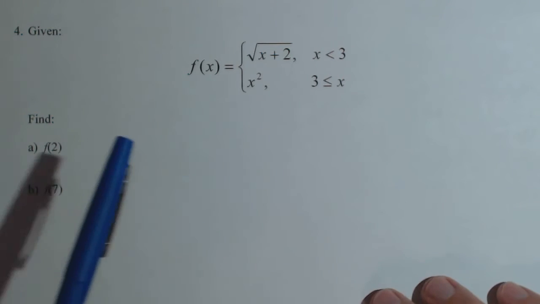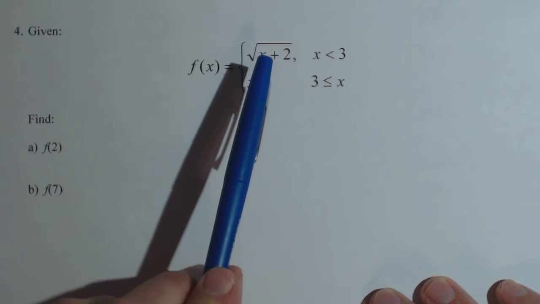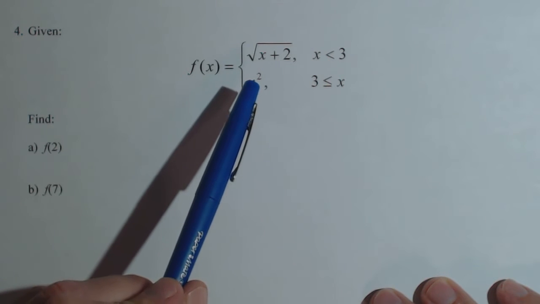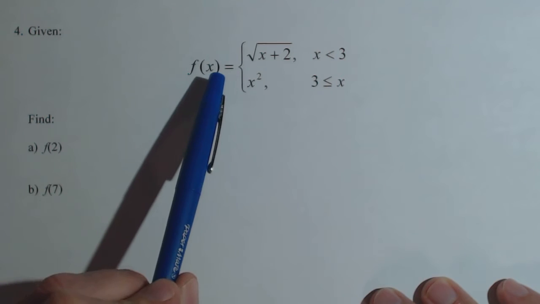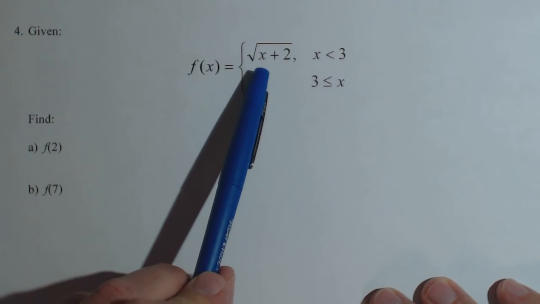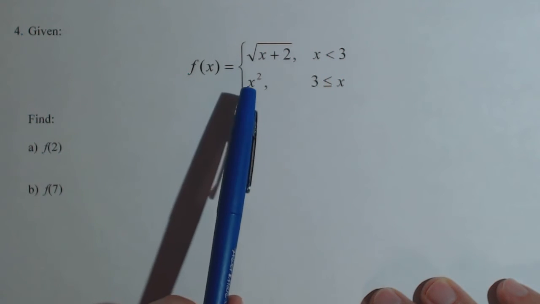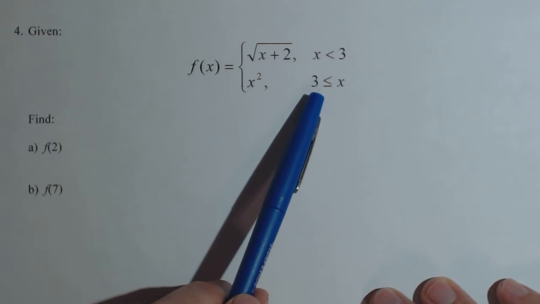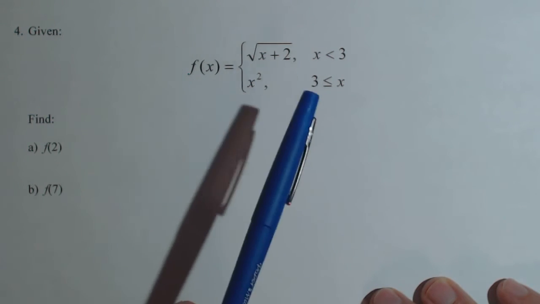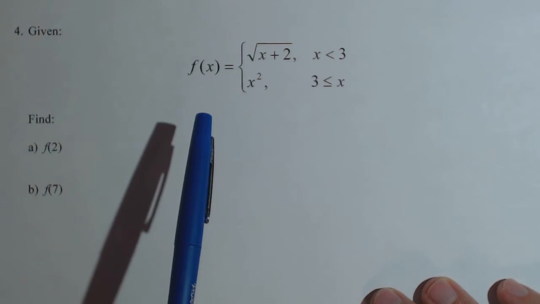So what we have here is what's called a piecewise defined function because it's given in terms of pieces. Now this one only has two pieces, but they could have way more than that. So this one looks like square root of x plus 2 if x is less than 3, and x squared if x is greater than or equal to 3. So that gives us an idea of what piece to use when.